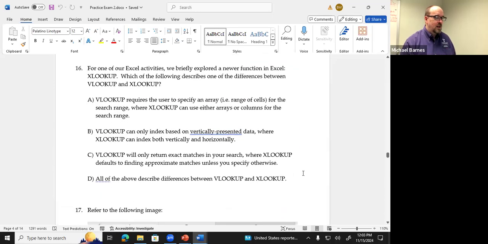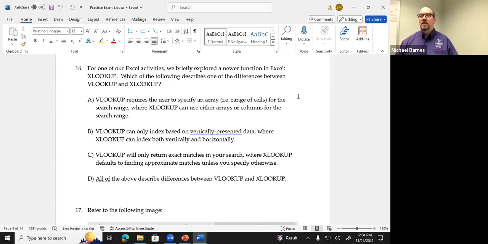For one of our Excel activities, we briefly explored a newer function in Excel, XLOOKUP. Which of the following describes one of the differences between VLOOKUP and XLOOKUP? A: VLOOKUP requires a user to use a specific array or range of cells from the search range, where XLOOKUP uses either arrays or columns in the search range. Is that a correct statement? That is not a correct statement. We have to transpose those two, because remember, my criticism of XLOOKUP is that you are required to use an array. So XLOOKUP requires you to use an array. VLOOKUP can use either columns or arrays, okay?